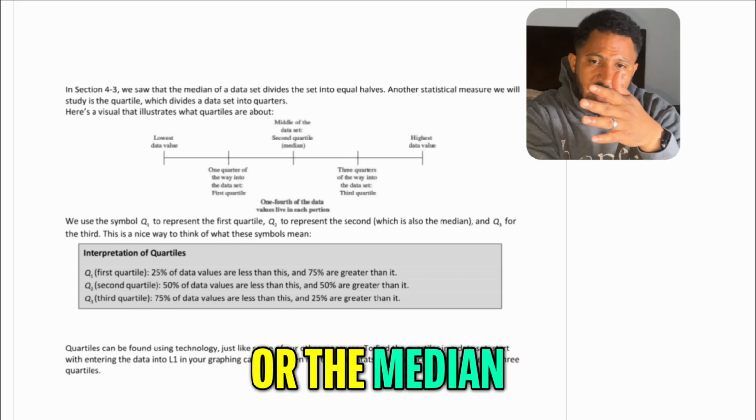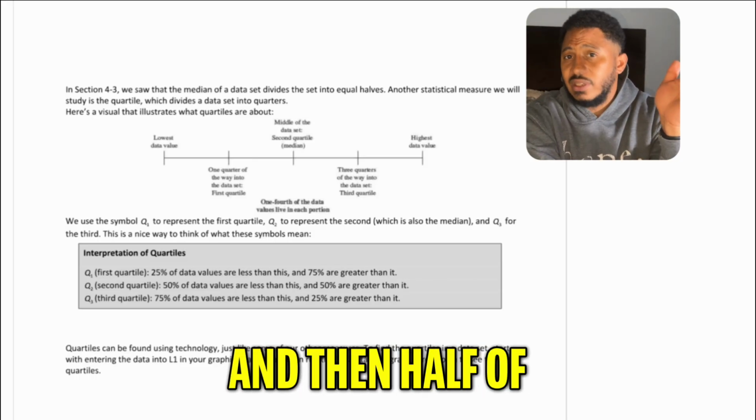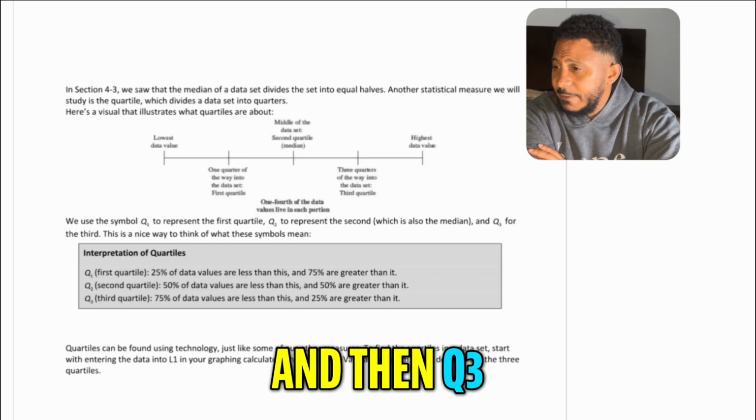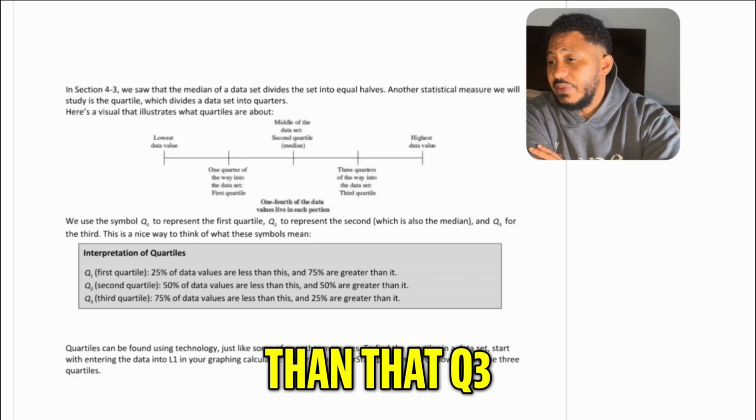In Q2, or the median, we know half of the data set is below Q2 and half of it is above Q2. And then Q3, we know 75% of data values are less than that. In other words, 25% are greater than Q3.